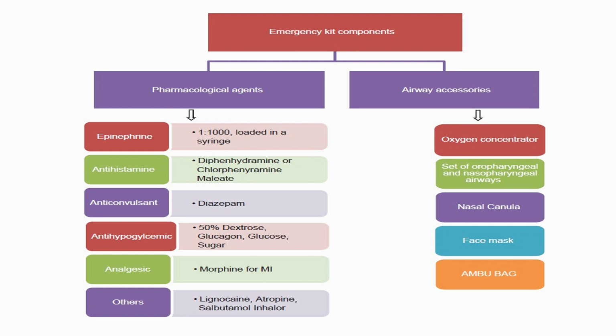Pharmacological agents should include adrenaline, antihistamine, for example, diphenhydramine or chlorpheniramine maleate, anticonvulsant, for example, diazepam, midazolam, or lorazepam, antihypoglycemic, dextrose, glucagon, or glucose, analgesic, for example, morphine, and other pharmacological agents such as lignocaine, atropine, and salbutamol inhaler. Airway accessories should include oxygen concentrator, oropharyngeal and nasopharyngeal airway set, nasal cannula, face mask, and ambu bag.